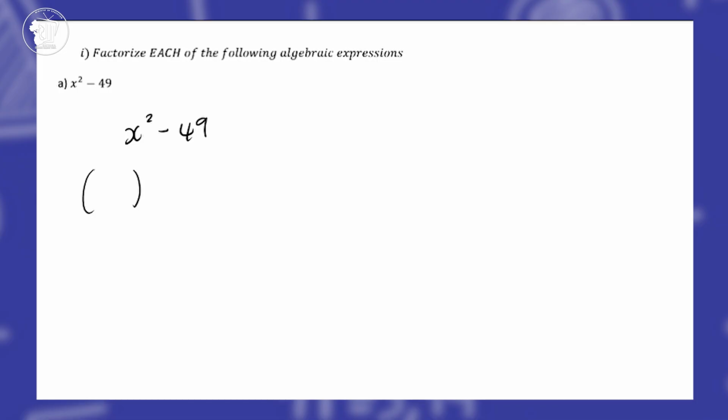We simply open two brackets. In both brackets, we ask ourselves, what can we multiply by itself to give you x squared? We know x. We put x here, and we put x here. And for the other part, we ask ourselves again, what can we multiply by itself to get 49? We know we can multiply 7 by itself to get 49. So it's x plus 7 and x minus 7, and that is the answer for this question. Nice and easy, easy 1 mark. You move on to the next question.